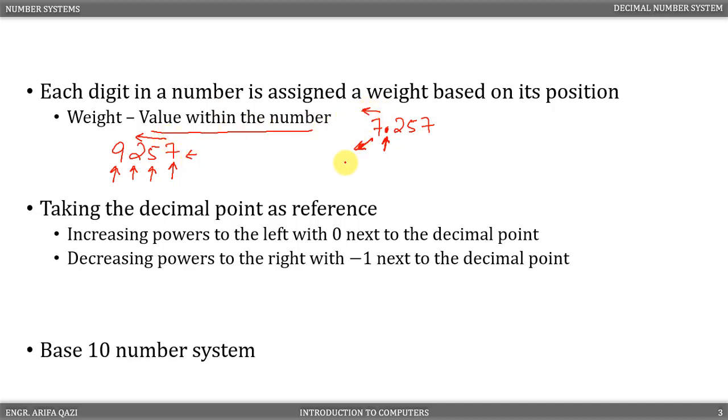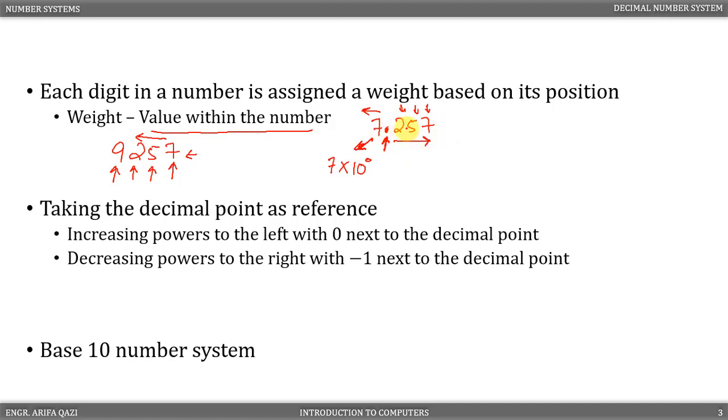So 7 in this case has the weight of 10 raised to 0. So this is 7 into 10 raised to 0. That is, it has the weight of 1. But what about 2 and 5 and this 7? What are their values? Now, everything towards the right of the radix point or the decimal point is something that is very small. So we need to make its weight small as well.